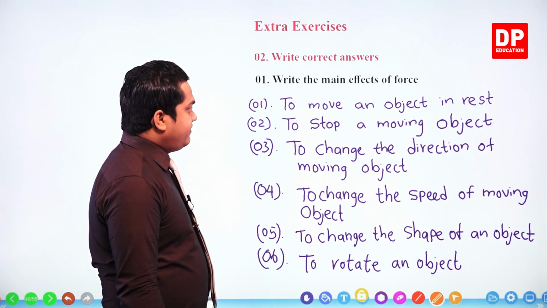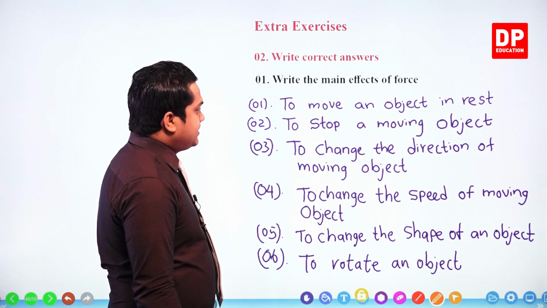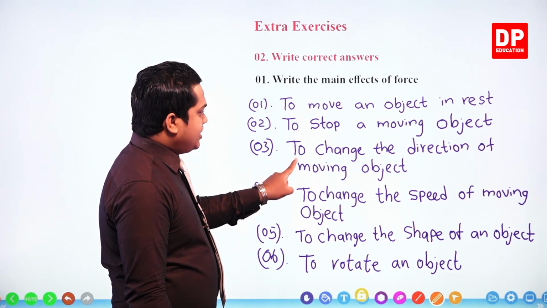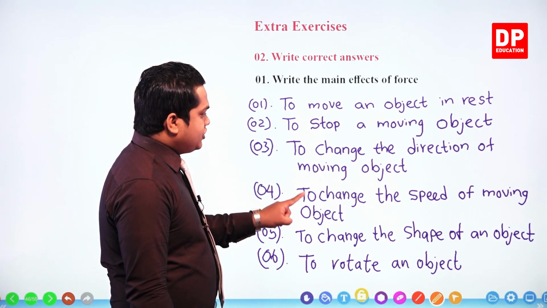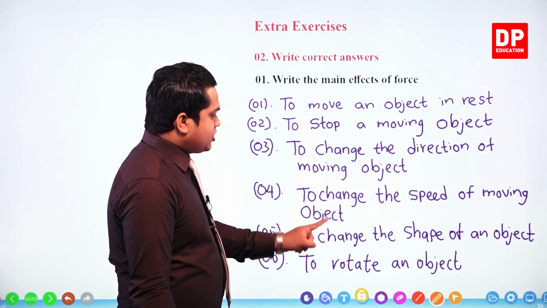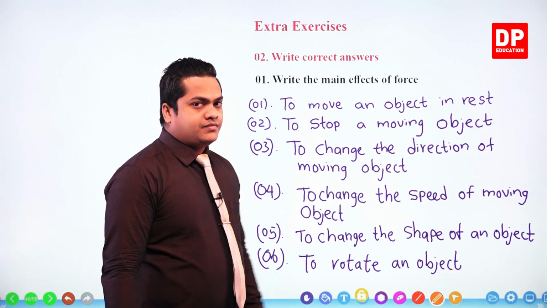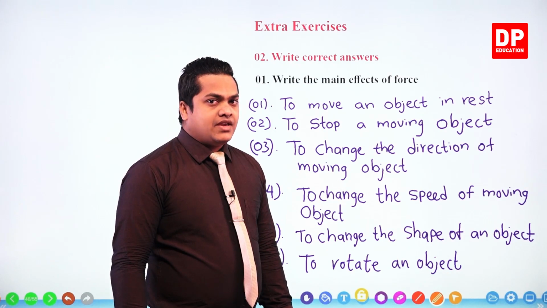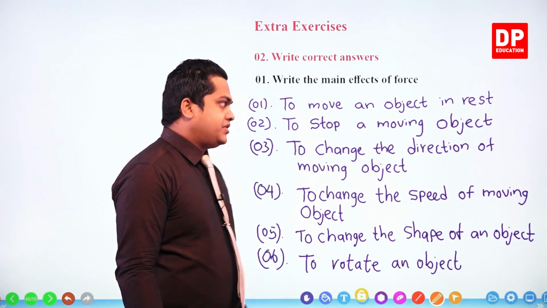The six main effects given out by the force: to move an object in rest, to stop a moving object, to change the direction of a moving object, to change the speed of a moving object, to change the shape of an object, to rotate an object. These are the main effects that we can take by applying a certain force on an object, my dear children.